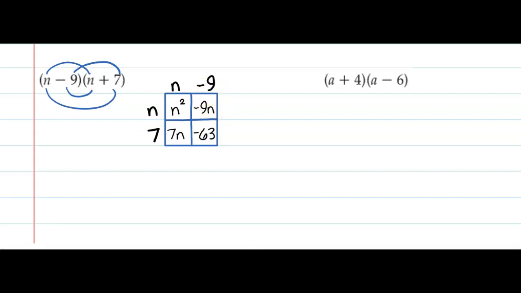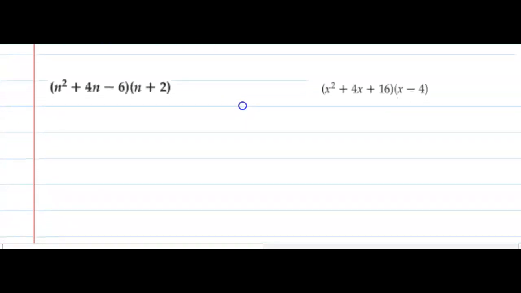And now I combine terms that are like. 7n and negative 9n are like. So when I try to write my answer, I have n squared, take away 2n, since 7 minus 9 is negative 2n, negative 63.